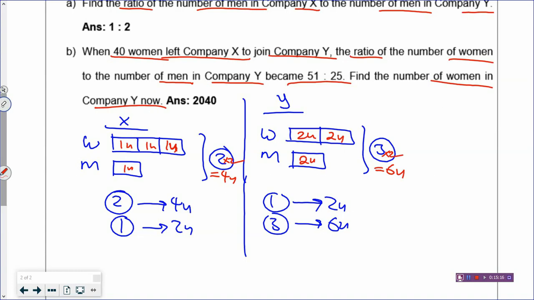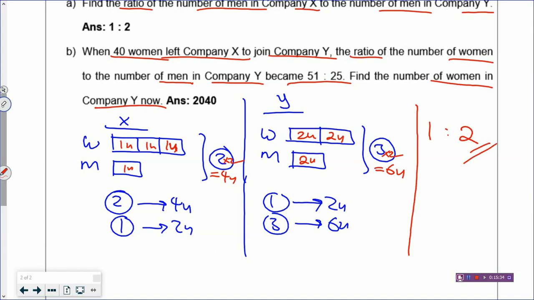So now can we do part A? So what is part A? Find the men in X to the men in Y. Okay, so let's put down here. Men in X is 1 and the men in Y is 2, and that's your ratio, part A. Okay, right, so that's about 2 marks already.